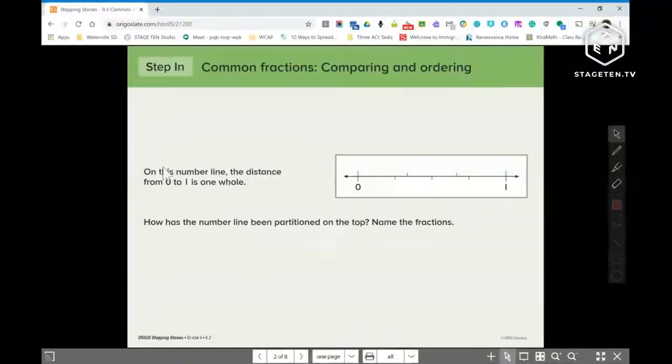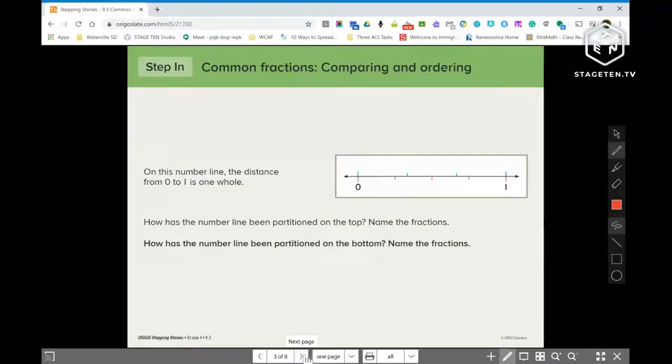In this number line, the distance from 0 to 1 is 1 whole. There's 0, there's 1 whole. And then you can think about, how has that whole been divided? So how has the line been partitioned on the top? Looking at the blue, you've got 1 piece, 2 pieces, and 3 pieces. Those are called thirds, right? So you've got 1/3, 2/3, and 3/3.